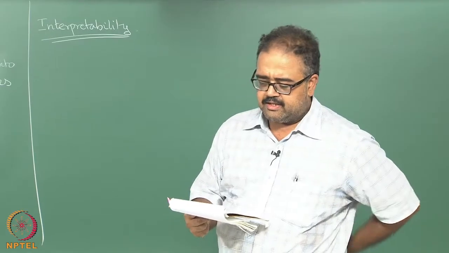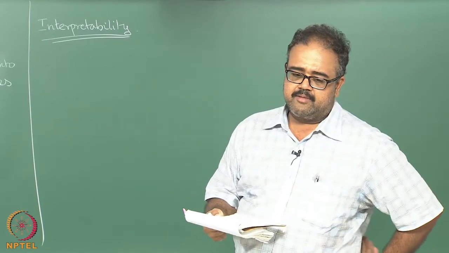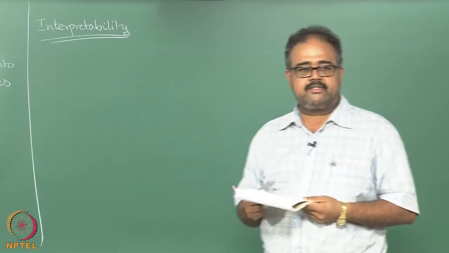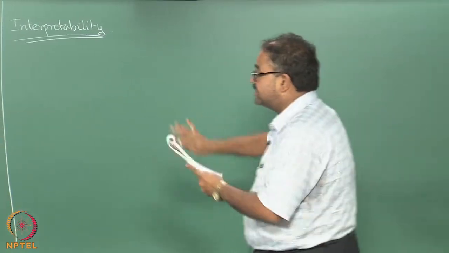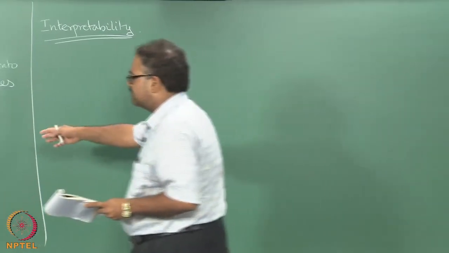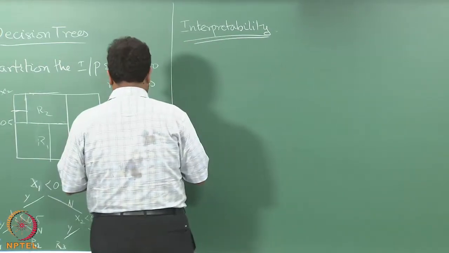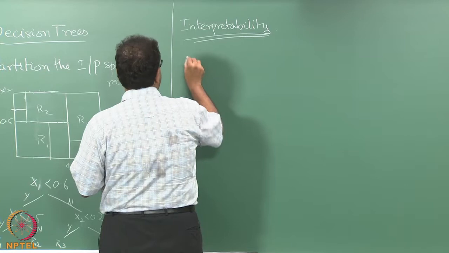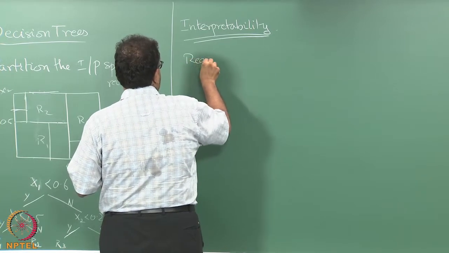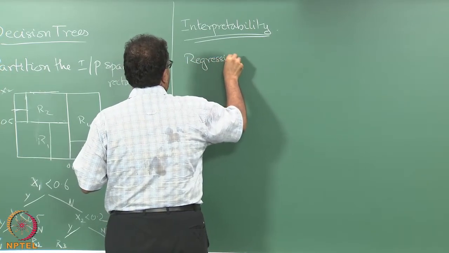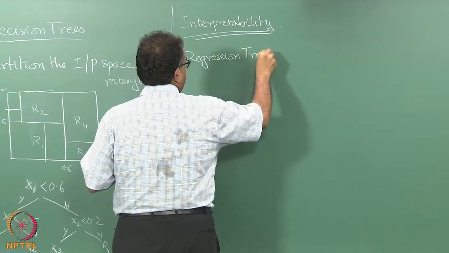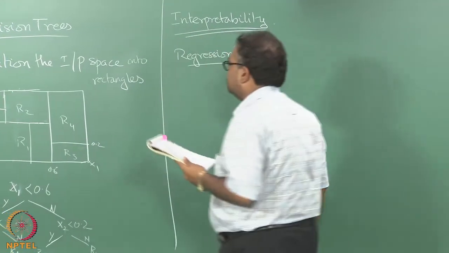So, as with linear methods, we will first start by looking at regression, right. So, we will see how to use decision trees for doing regression. So far I have just told you how to do the partitioning, right. So, let us look at regression trees.